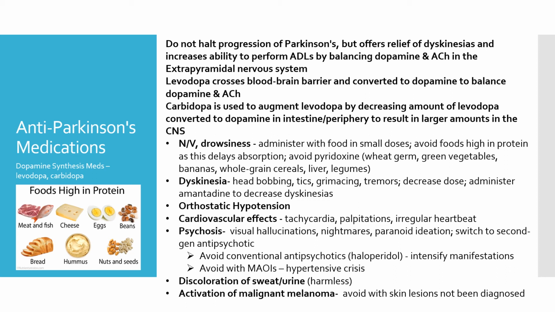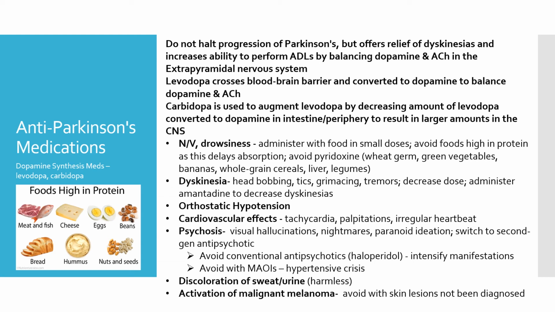These can then, therefore, cause some nausea, vomiting, and drowsiness. So educating them to administer with foods in small doses, but avoiding food high in protein as this delays absorption. So you have your picture here about foods with high protein content. So don't take this medication with these. We'll also want to avoid pyridoxine. It's always a difficult word for me. And examples here are wheat germ, green vegetables, bananas, whole grain cereals, liver, and legumes.